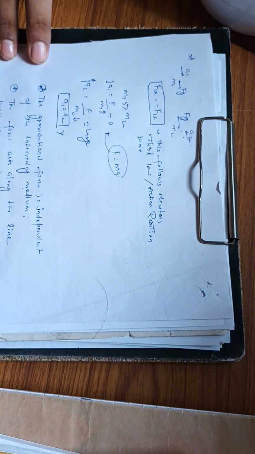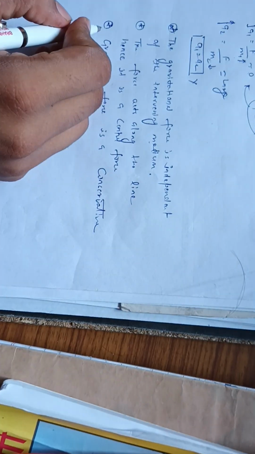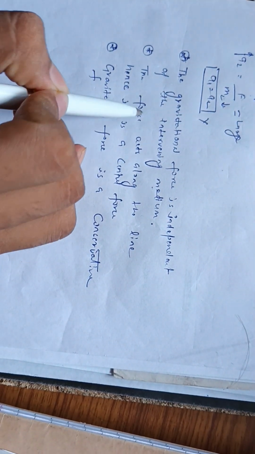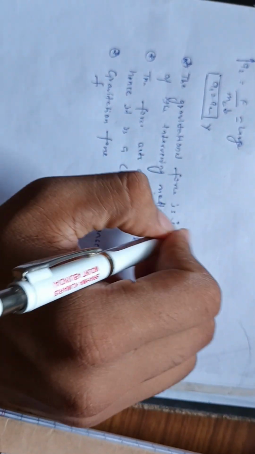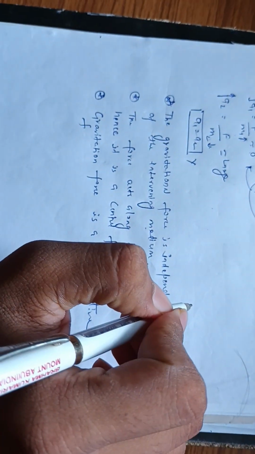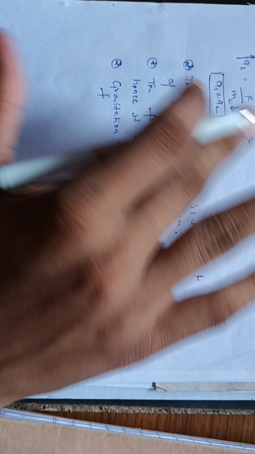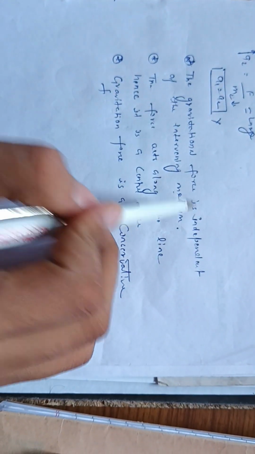Now there are some general points related to the gravitational chapter that I have written. The gravitational force is independent of the medium. So if you change any medium, gravitational force will not change. It will always be the same everywhere. If you take water, air, or any vacuum medium, the gravitational force will always be the same in every condition. So this point states that only.